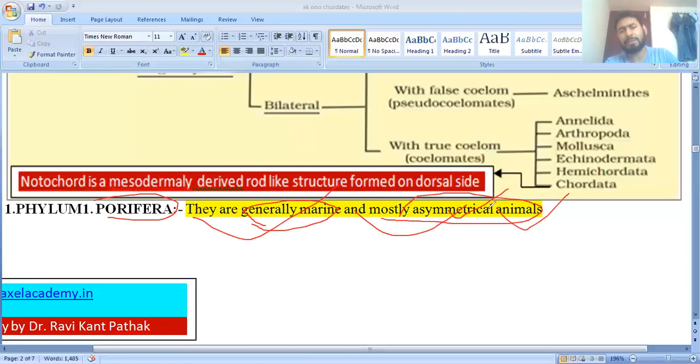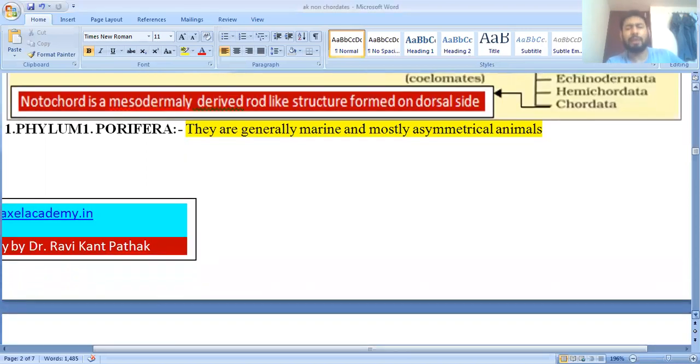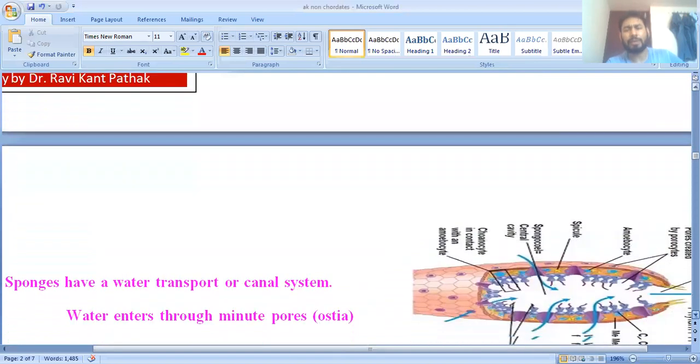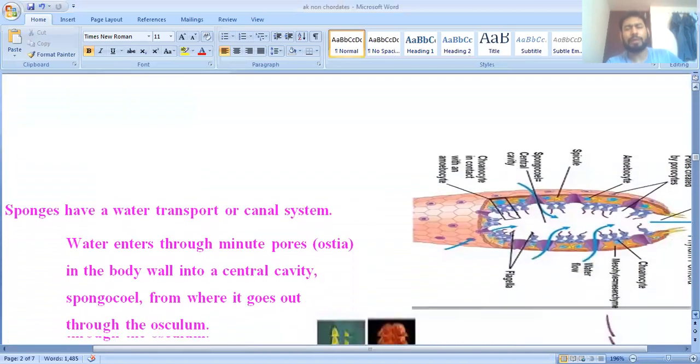Asymmetry is found in the sponges except two, that is Leucosolenia as well as Scypha. So Leucosolenia as well as Scypha are considered an exception of this phylum Porifera. Means they do not show asymmetry. Clear? So Scypha and Leucosolenia do not show a type of asymmetry.